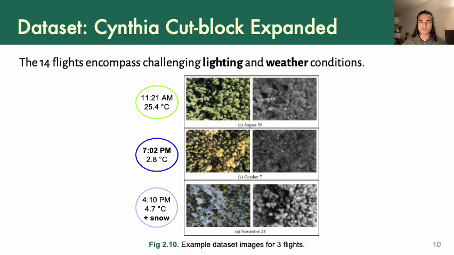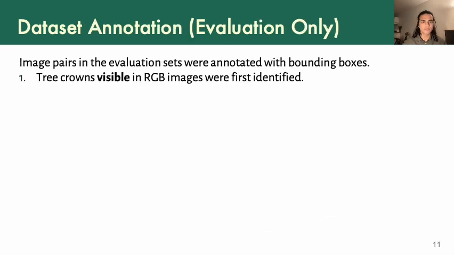The flight times and dates were varied to encompass challenging lighting and weather conditions within the RT trees dataset. For example, August 30 can be thought of as a normal case, with a midday flight time and clear and warm weather. On October 7, the second row over here, the flight was during dusk, leading to long shadows and lower levels of illumination. And on November 24th, the last row over here, you can see that there's white snow on the ground and a lot of leafless trees, which just adds to the diversity of the dataset.